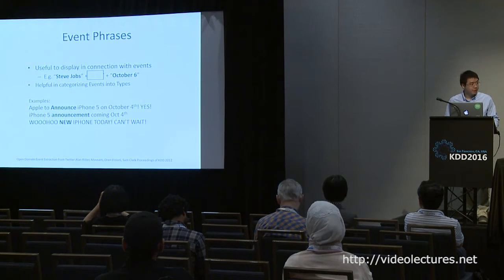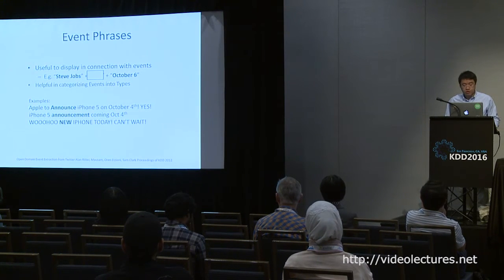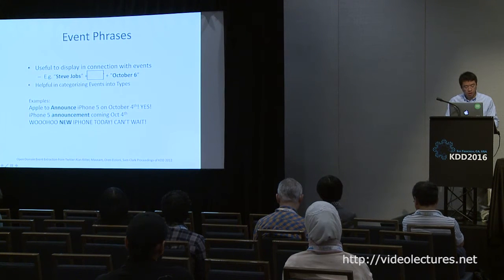So in order to do this, these authors, Alan Ritter, Mausam, Oren Etzioni, and Sam Clark, propose a new Twitter-based POS tagging tool. What they want to do is extract the event phrases, such as Apple to announce the iPhone 5 on a certain day, October 4th.